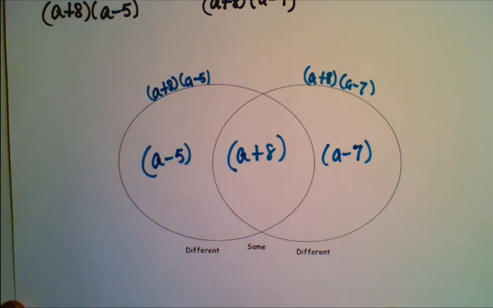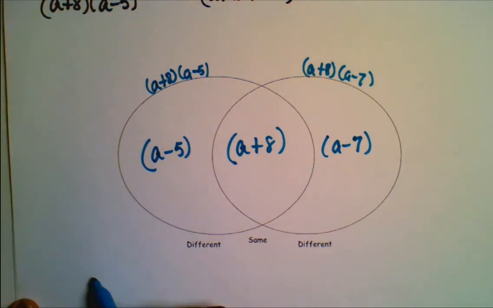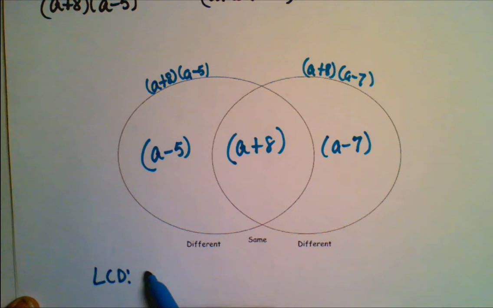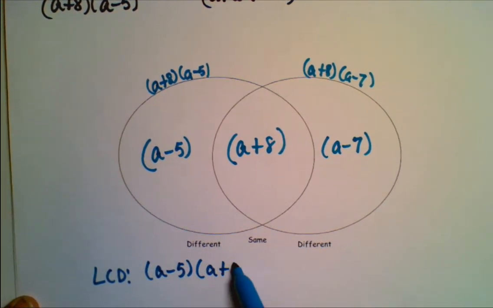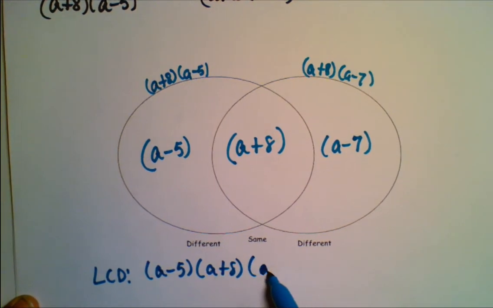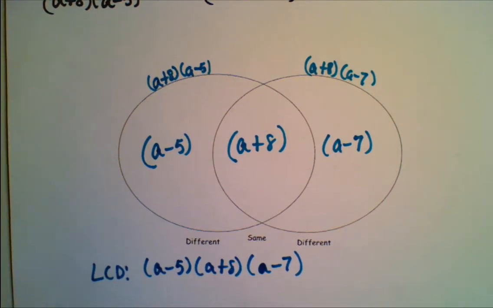Then to find the LCD, multiply all parts of the Venn diagram. So our LCD is going to be a minus 5 times a plus 8 times a minus 7. 3 binomials, and that's okay. As we go into the next set of examples, how to convert, finding the LCD, this Venn diagram is going to be very beneficial.